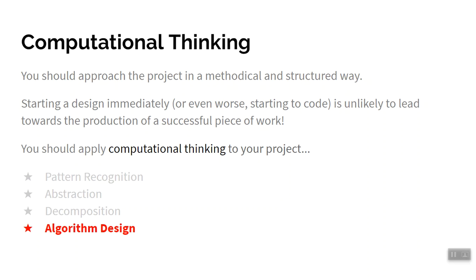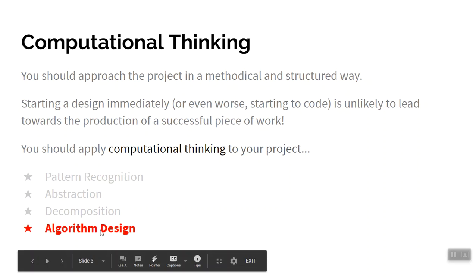So a reminder that you should be approaching the project in a methodical and structured way. We didn't want you, and I still don't want you, to start to code, and even starting the design properly last week would have been too soon. You need to make sure that you're applying computational thinking. So we are focusing all about algorithmic design this week.